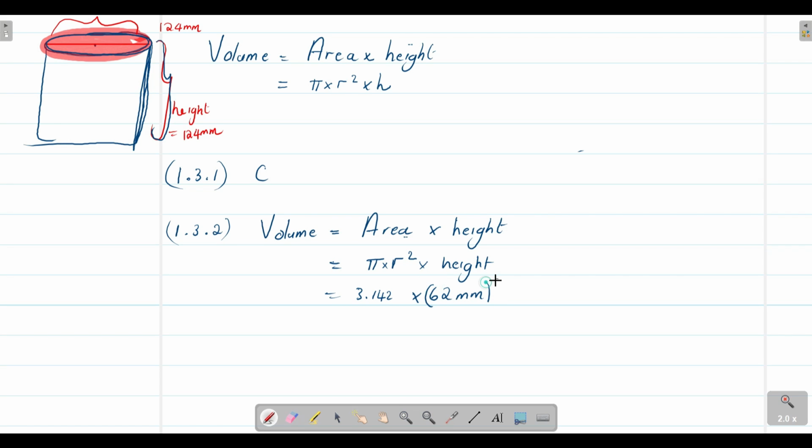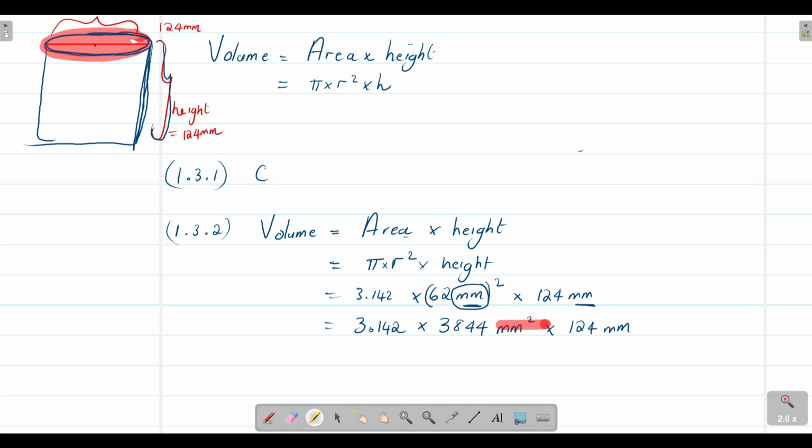millimeters. All of this is squared, multiplied by, what is the height? The height is 124 millimeters. What are you noticing here? I'm just focusing on the units. So it's still going to be 3.142, there are no units there, multiplied by 62 to the power of 2. What is 62 to the power of 2? It's 3844. What is millimeters to the power of 2? It's millimeters squared, multiplied by 124 millimeters.